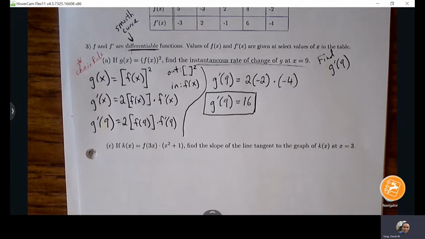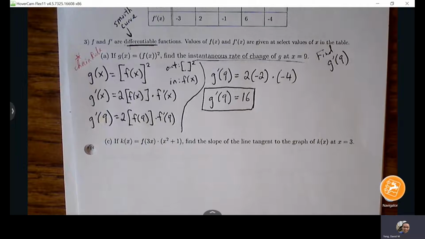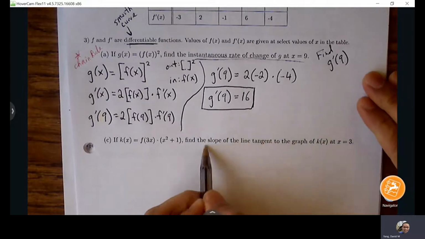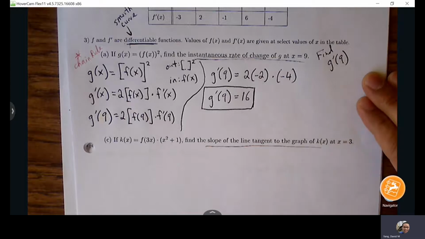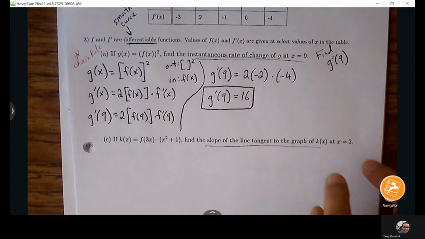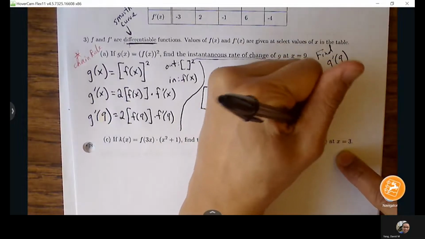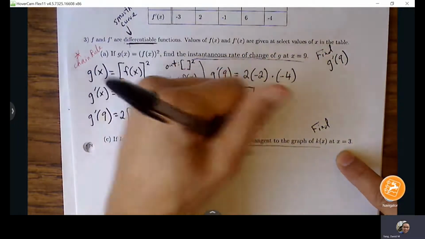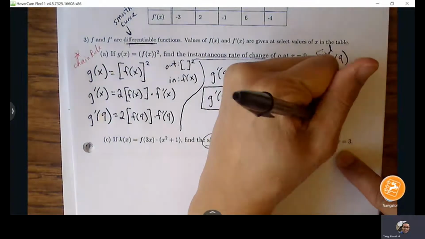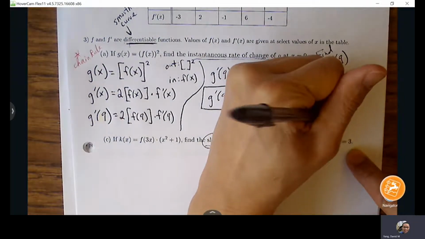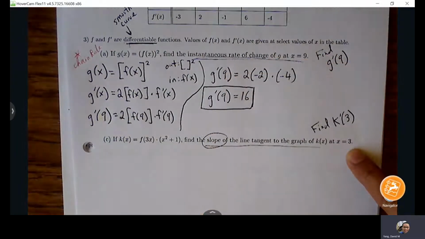All right, any questions with first part there? Okay, part C, k of x is equal to f of 3x times x squared plus 1. Find the slope of the line tangent to the graph of k of x at x equals 3. What is this asking for us to find? Okay, find the slope of the tangent line. So find k prime of 3.